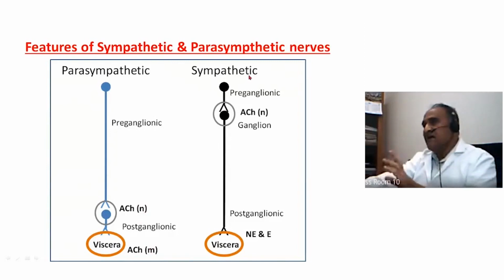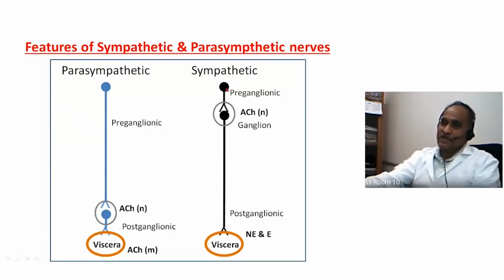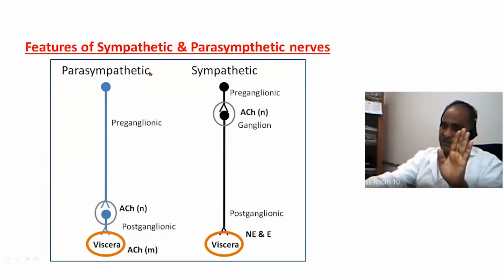Now, let us come back to the sympathetic system. In the sympathetic system, the neurons are located in the intermediolateral horn cells of the spinal cord. Here, in the parasympathetic, it is in the brainstem and the spinal cord. Brainstem means the 3rd, 7th, 9th, and 10th cranial nerves, and the sacral parasympathetics. These are all the parasympathetic outputs. That is where these neurons are located.